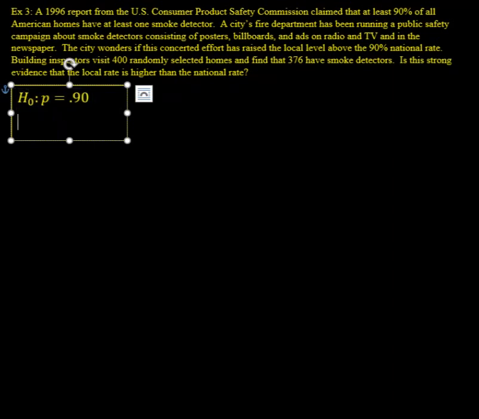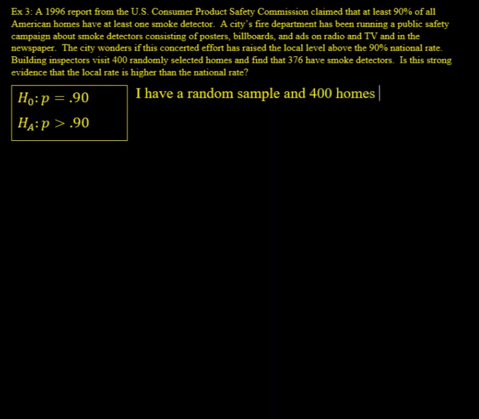Our alternative is, we want to say, is there strong evidence the rate is higher? So the alternative will be that the rate is higher than that 0.9. So p is greater than 0.90. We have a one-tailed test, not two this time. As usual, step 2, check the conditions. I have a random sample, and 400 homes is less than 10% of the homes in the city.